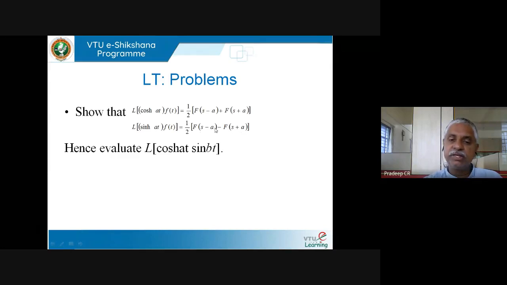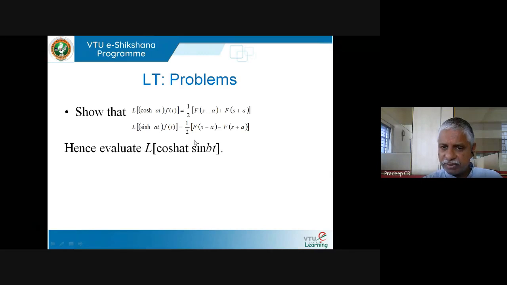And then, using this, hence evaluate, that means use these to evaluate Laplace of cosh(at) into sin(bt). There are three parts, three problems here. So you will see if you solve one, the others will follow. In fact, this problem is a particular case of this, where f(t) is sin(bt), and I know Laplace of sin(bt), and then I replace s by s minus a, and that's all. So these problems are related; they are very similar.